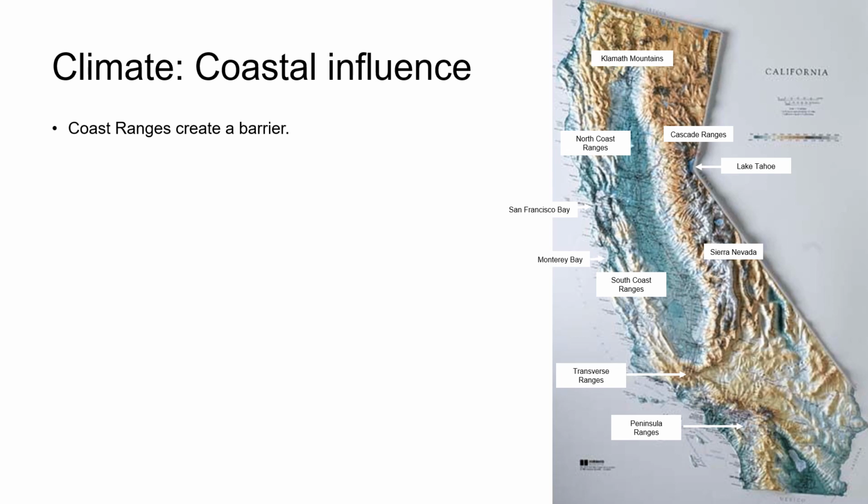Variability in temperatures along the coast is also moderated by the Pacific Ocean, which serves to keep coastal temperatures lower in the summer and warmer in the winter than more inland areas.